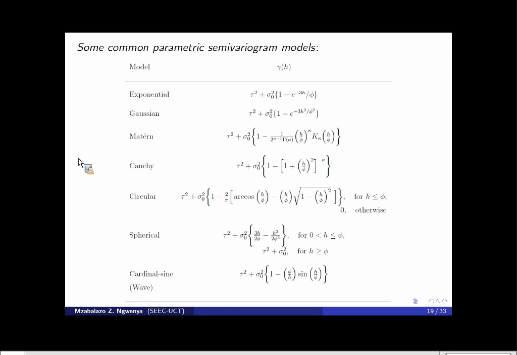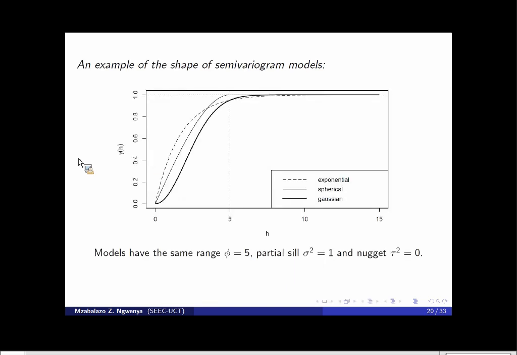The smoothness parameter kappa is not in all functions. It's only there for the Matern and the Cauchy models. But most just have tau, sigma, and your phi. All of these functions have the general shape given over there. So this is the general shape of our semi-variogram models.